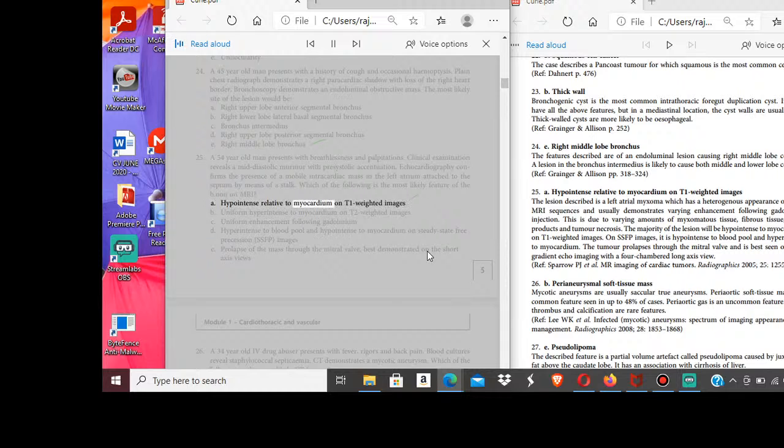A. Hypointense relative to myocardium on T1 weighted images. B. Uniform hyperintense to myocardium on T2 weighted images. C. Uniform enhancement following gadolinium. D. Hyperintense to blood pool and hypointense to myocardium on steady-state free precession, SSFP, images. E. Prolapse of the mass through the mitral valve, best demonstrated on the short axis views.